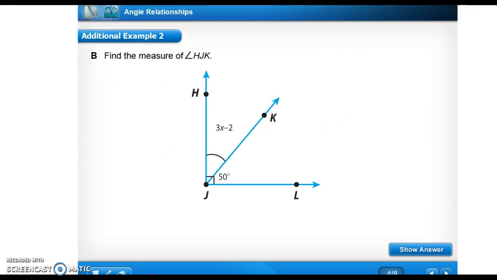So looking at this picture right here, it says find the measure of angle HJK. If I trace that out, that is this angle right here, and notice what's in its spot. It says 3x minus 2. Well, I also have down here this right angle mark, so these two angles here and here have to add up to 90.